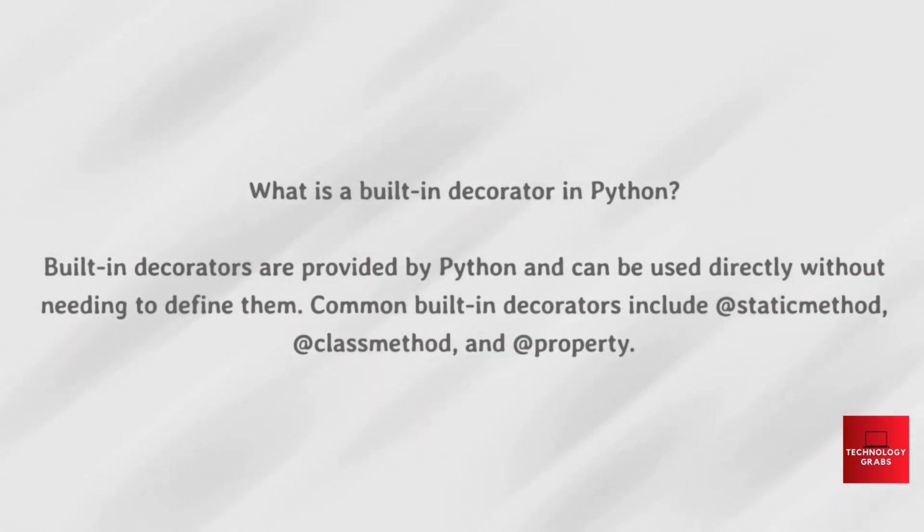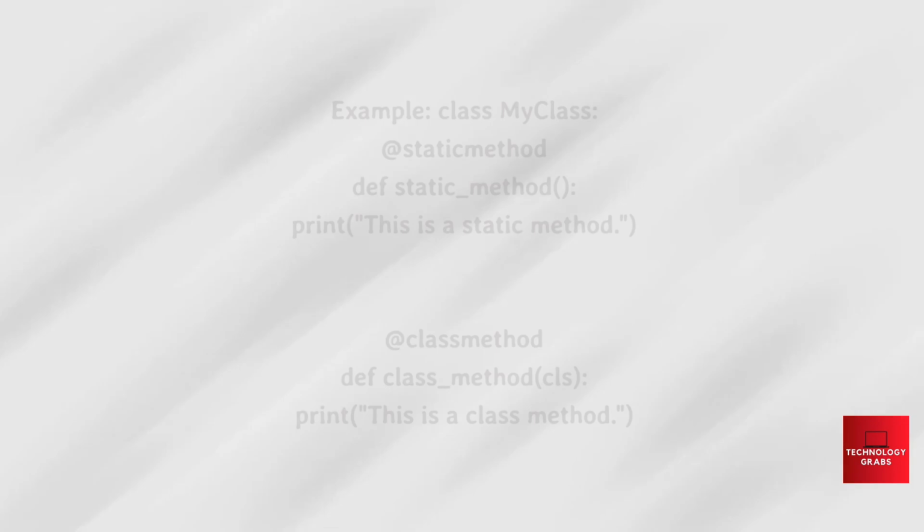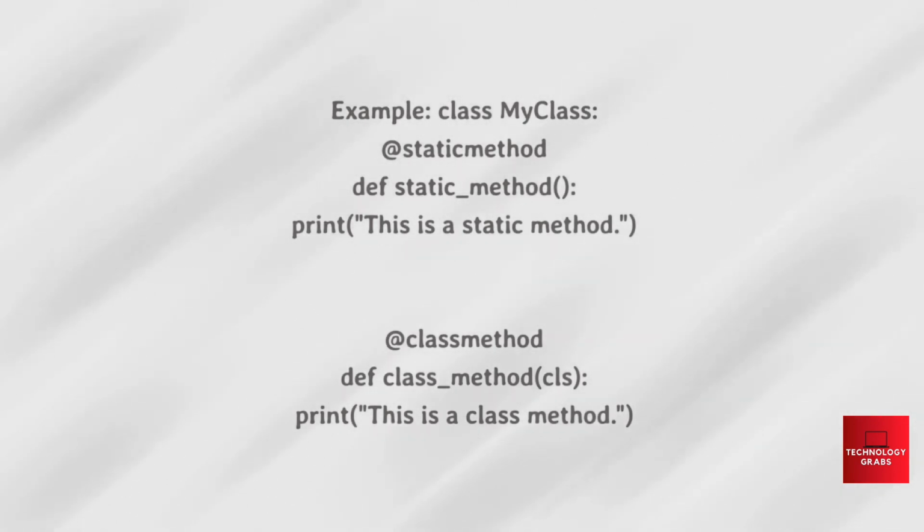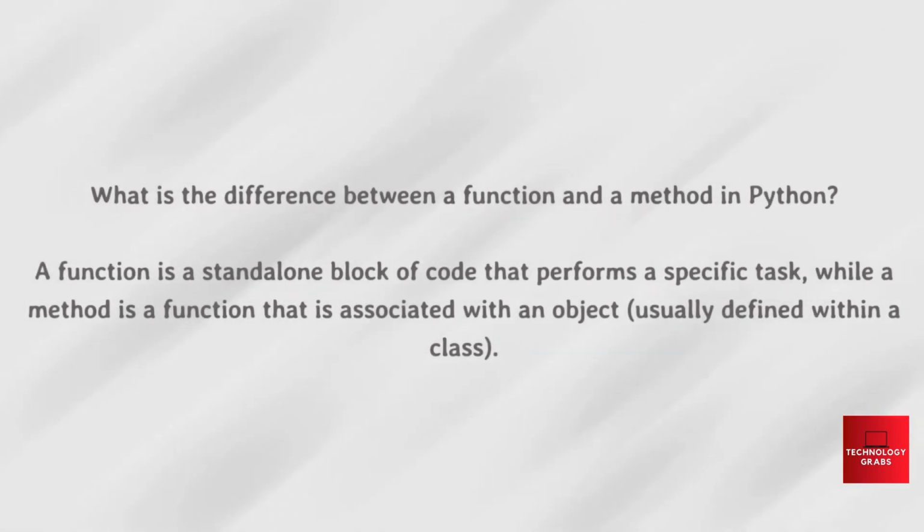What is a built-in decorator in Python? Built-in decorators are provided by Python and can be used directly without needing to define them. Common built-in decorators include @staticmethod, @classmethod, and @property. What is the difference between a function and a method in Python? A function is a standalone block of code that performs a specific task, while a method is a function that is associated with an object, usually defined within a class.